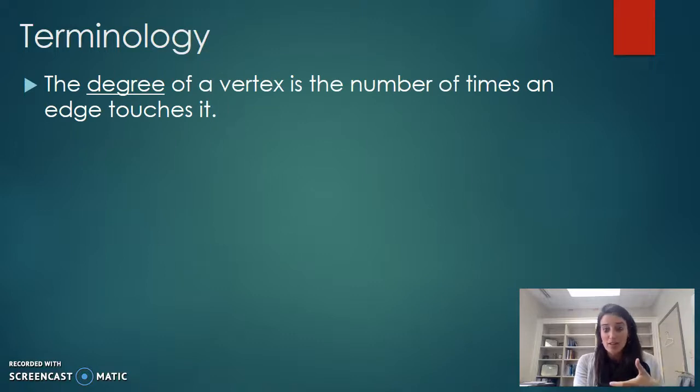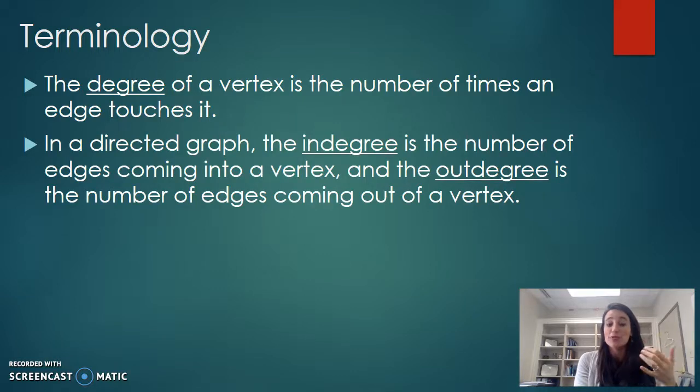So there's a lot of terminology associated with graphs and graph theory, so I assume you'll be pausing this video a lot to write down each of these vocab words and what they mean. So we'll start with degree. The degree of a vertex is the number of times an edge touches it. In a directed graph, we can talk about the in degree and the out degree. So the in degree is the number of edges coming into a vertex, and the out degree is the number of edges coming out of a vertex.